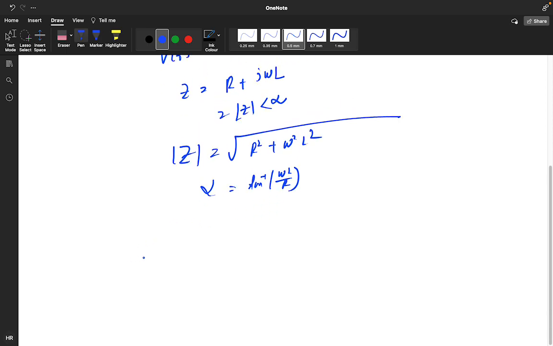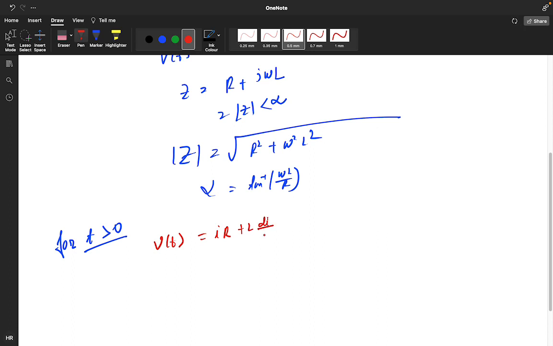So for t greater than 0, V of t is equal to IR plus L di by dt, and you will get di by dt plus R by L into I equals V by L.